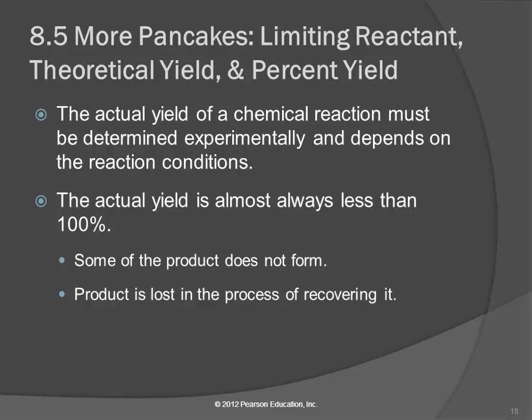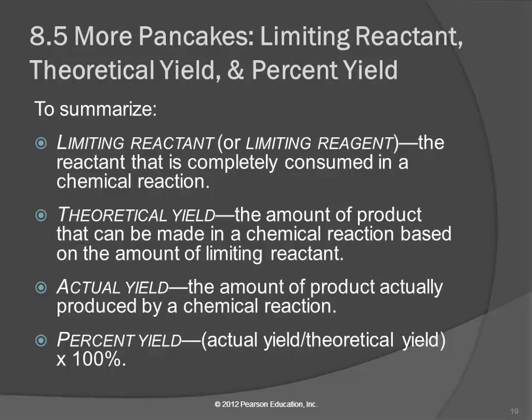The actual yield has to be determined experimentally. It depends on reaction conditions. The actual yield is almost always less than 100%. Almost always. The reasons are that some of the product doesn't form, or some of the product is lost in the process of recovering it. Maybe it's a precipitate in a solution, and when you filter it, some of it goes through the filter paper or something like that.